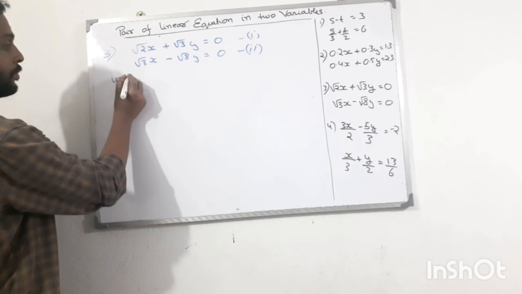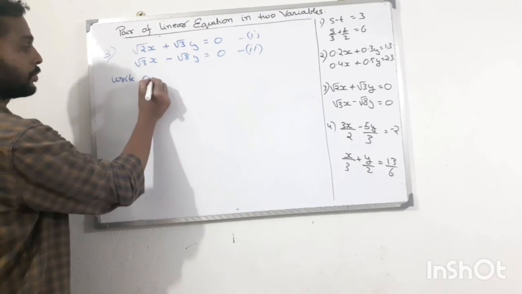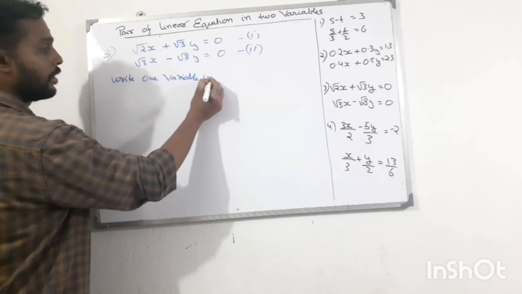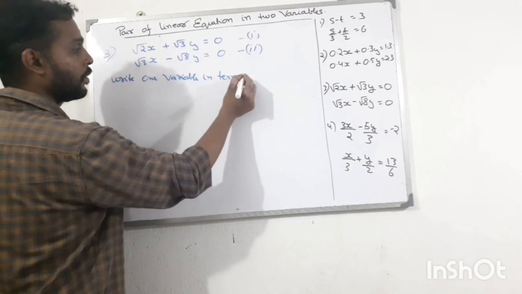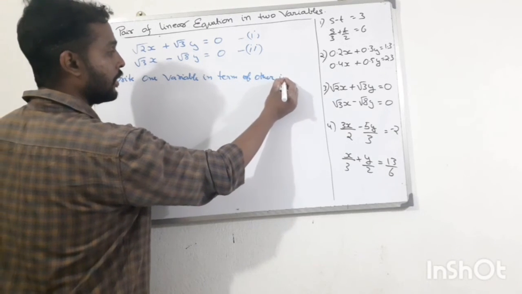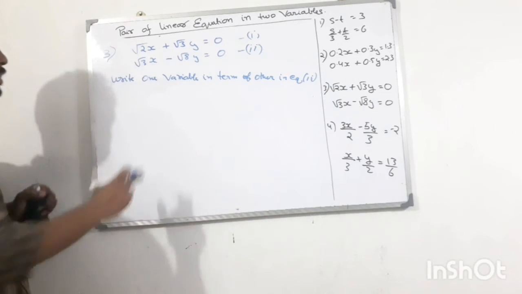Write one variable in terms of the other in equation 2. In this question we have to take equation 2 because here there is a minus.